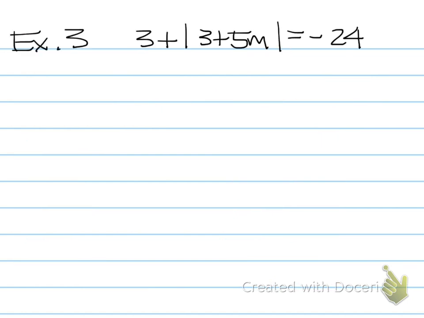All right, next, we want to, again, isolate the absolute value bars. In this case, we want to subtract 3 from both sides. To do that, we'll get the absolute value of 3 plus 5m equals negative 27. And you should be alerted by that negative 27 because you cannot have a negative distance.